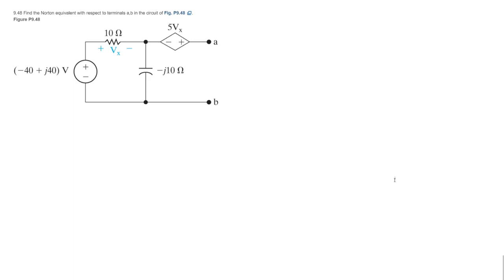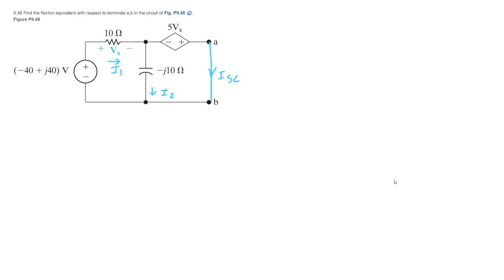Alright, so for 9.48, we're going to continue finding Norton-Thevenin equivalent circuits, but this one has a dependent source on it, so we're going to basically solve it twice and use that to find out what the Zn is going to be. Now, I've been doing a lot of these using my calculator. There's nothing wrong with that, but if you guys prefer to do it by hand, or you want to at least learn a little bit about how to do it, I'm going to do pretty much all of this problem by hand.